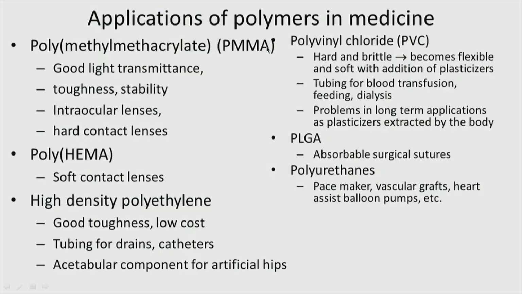Polymethyl methacrylate is extremely useful. It is used in dental and ocular applications, hard contact lenses, intraocular lenses, and orthodontic applications. It has good light transmittance, so it is able to transmit light. It is quite tough and stable, especially in the oral environment, and it also looks almost like teeth. That is why in dental applications we find a lot of polymethyl methacrylate.